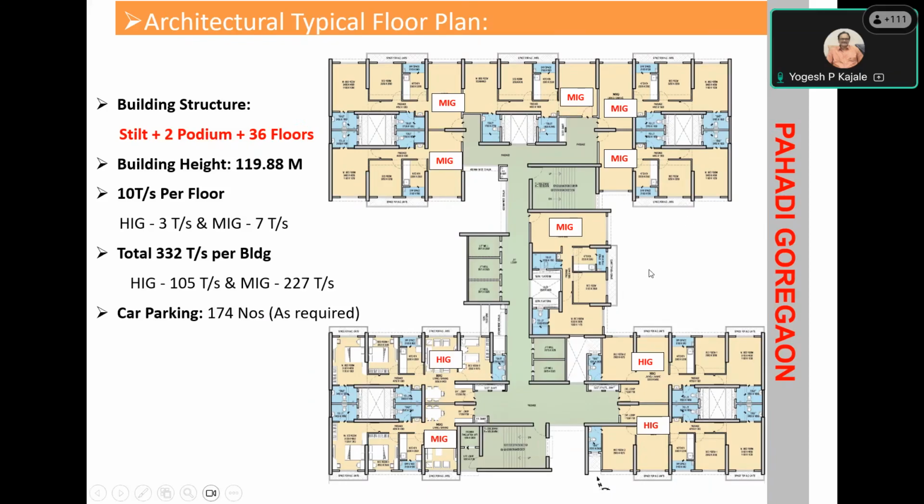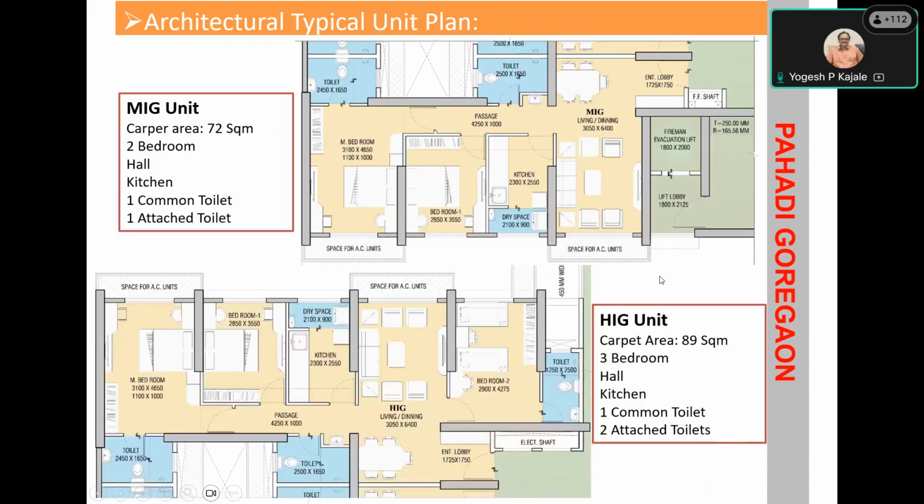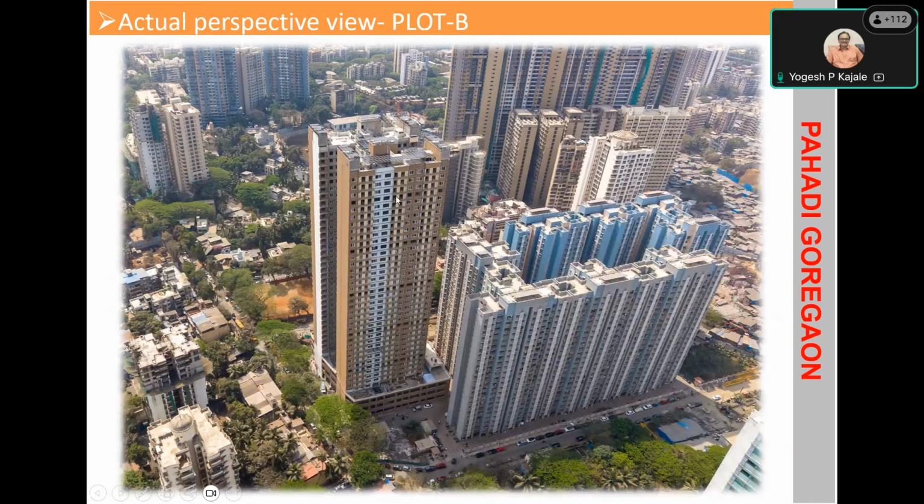So this was the configuration floor plan of that project. Each MIG unit carpet area was 72 square meter, and HIG unit was 89 square meter. This is typically a load bearing construction system, wherein the shear walls were placed and planned in such a manner that we have shear walls in both directions, X and Y, as well as the core. This is that tower after completion.